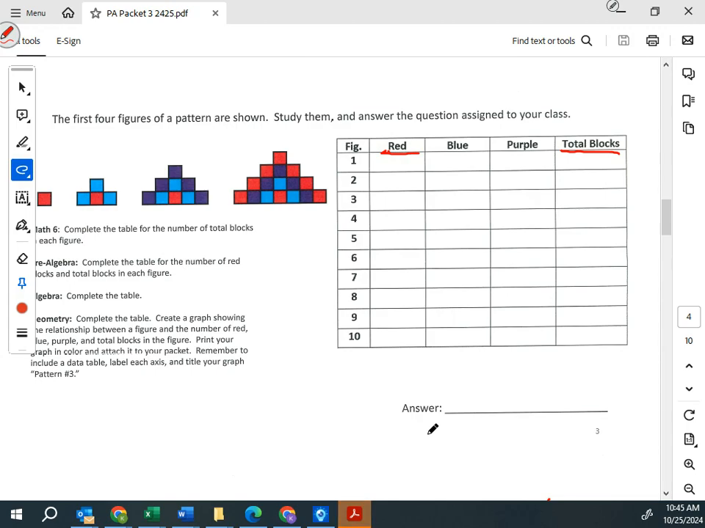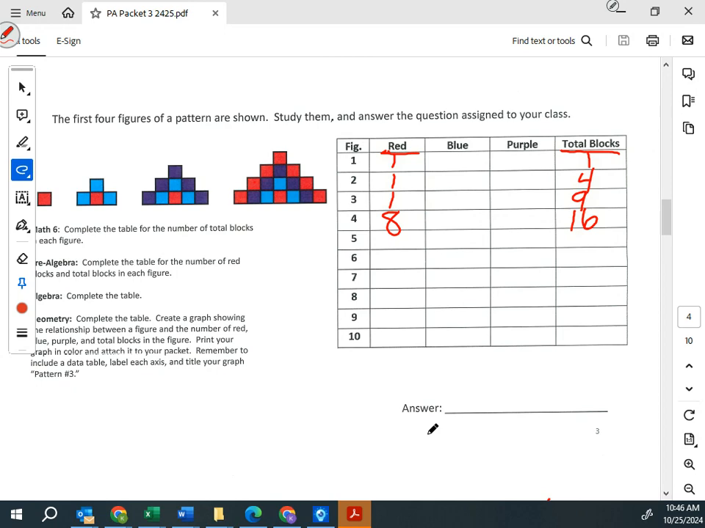So, red blocks, there's 1 in that first figure, 1 in the second, 1 in the third, 1, 2, 3, 4, 5, 6, 7, 8 in the fourth. Total blocks, we have 1, we have 4, we have 9, and we have 16. I'm looking at the total blocks and I get a little excited because I see my favorite kind of numbers. Anybody notice anything about those total blocks? What do you think my favorite numbers are, Graham? Perfect squares. What is 1 a perfect square of?